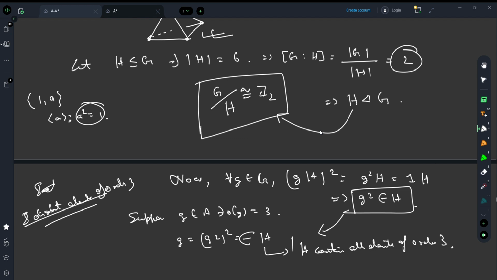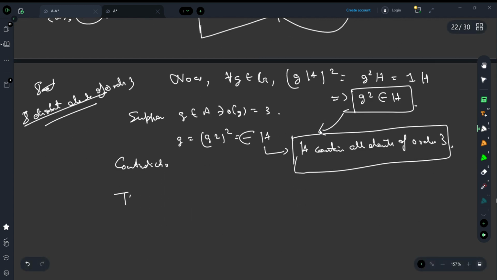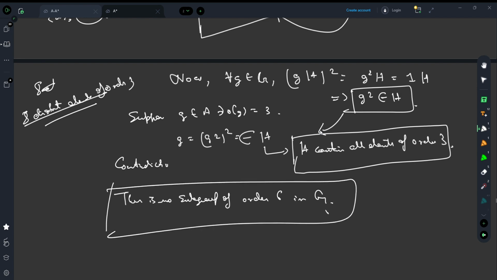But the observation we get here is saying that H contains all elements of order 3. That means every element of order 3 must be in H, but H consists of only 6 elements. Therefore, this is a contradiction, right? That means there is no subgroup of order 6 in G. Okay. Therefore, the converse is not readily true, right?